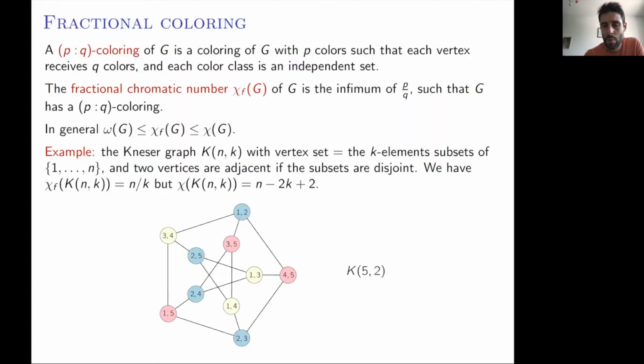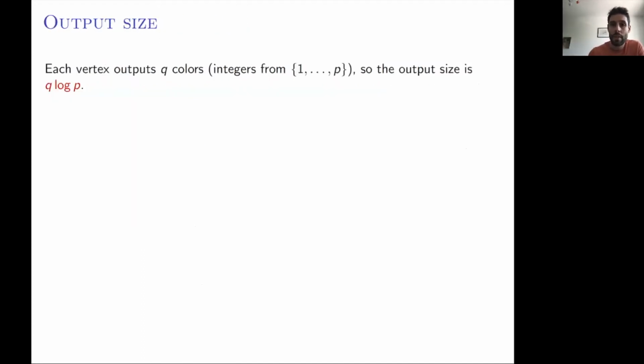All right. So assume you'd like to find a fractional coloring in a distributed algorithm. With a distributed algorithm, what should be the output of your algorithm? In a classical coloring algorithm, you output just 1 color, but here you must output q colors, okay? Assuming that the fractional chromatic number is p over q, it's a (p,q)-coloring, you need to output q colors, and all colors are integers from 1 to p. So the output size is q log p.